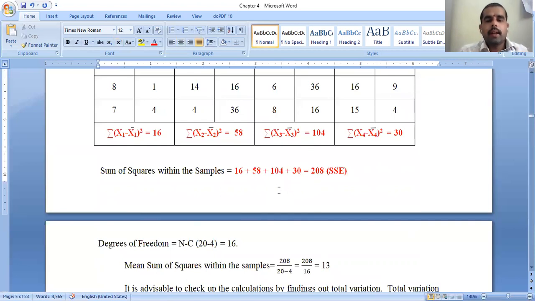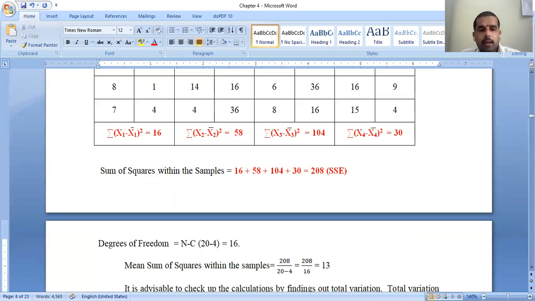Okay, you got 208. The SSC value we already got, V1 value is there, then MSC value is also there. Between samples is completed. Then within samples, we calculated all these values: 16 plus 58 plus 104 plus 30 is equal to 208. This value 208 we call the SSE value, sum of squares within samples. After completion of this, go for degrees of freedom. That is V2 is equal to N minus C. N stands for total number of samples, C stands for number of samples here.